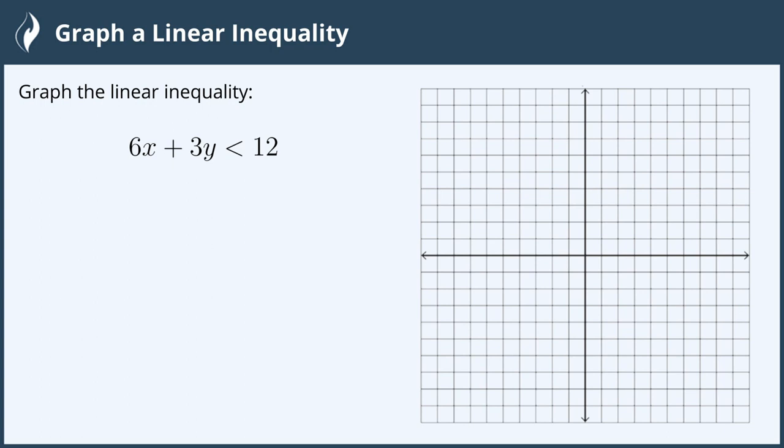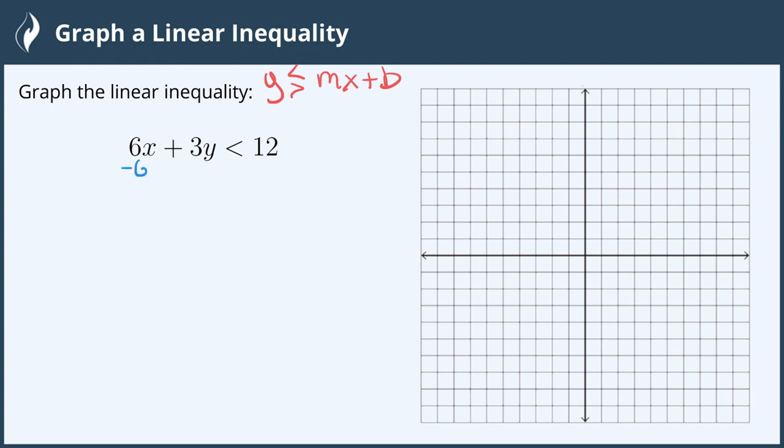To graph this, we need it to be in slope-intercept form, or slope inequality form, so that we have y, and then a less than or greater than sign, of mx plus b, so that we can graph the boundary line first. So let's go ahead and solve for y.